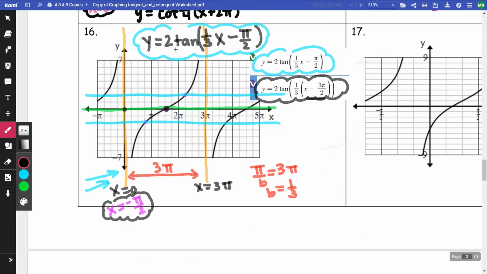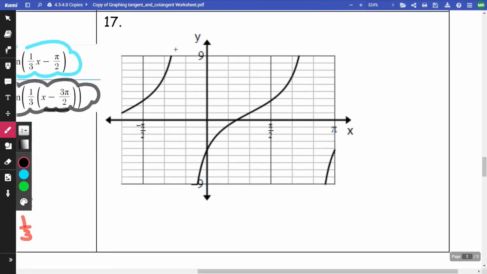On number 17, for this one, again, I'm going to think of this as a tangent. Looking at this, this is negative pi halves and pi halves. So I'm splitting that into thirds: pi 6, 2 pi 6, 3 pi 6. Since I'm splitting pi halves units into threes, I'm taking a third of it. These are each going to be a pi 6.